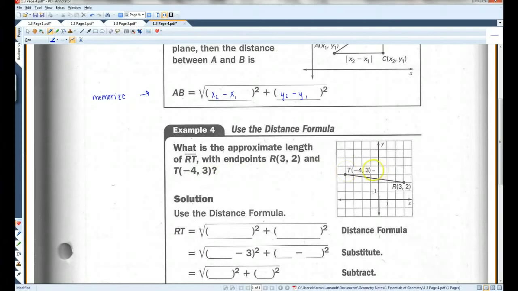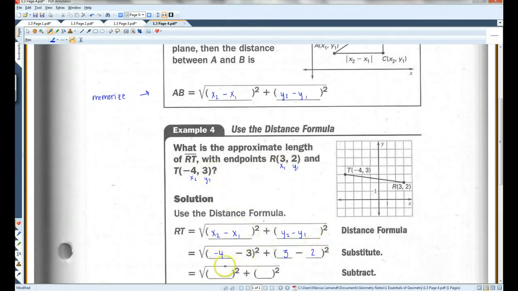Basically, just plug them in. It doesn't matter which one you make your x1, y1, x2, y2. I'm just going to do it like this. This is x1, y1. This is x2, y2. Alright. The distance formula, once again, x2 minus x1 squared plus y2 minus y1 squared, square root. x2 is negative 4. y2 is 3 and y1 is 2. I just plugged in these numbers into this equation.